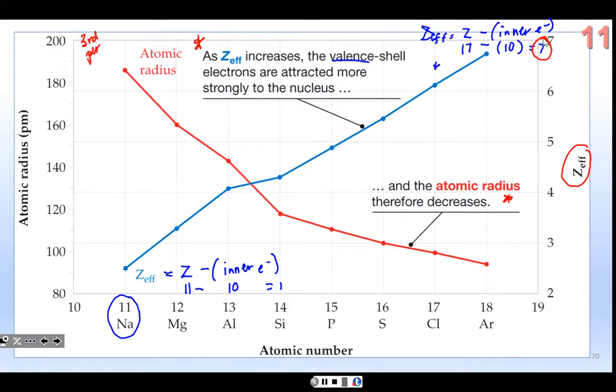Third period. Krypton is not, argon is included in this case. Wrong one. Argon is in third period.